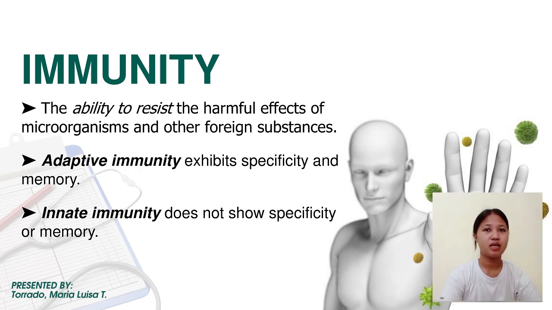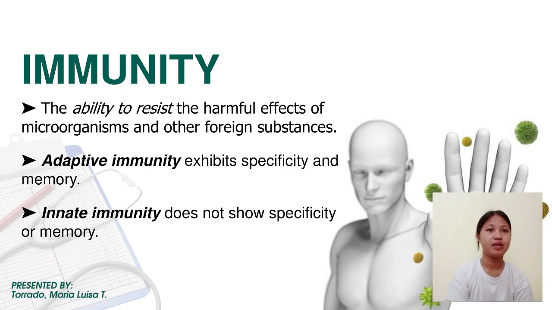The immunity system is a complex network of cells, tissues, and organs that work together to defend the body against harmful invaders, such as bacteria, viruses, and other pathogens. It plays a crucial role in maintaining the body's overall health by identifying and neutralizing foreign substances while distinguishing them from the body's own cells.